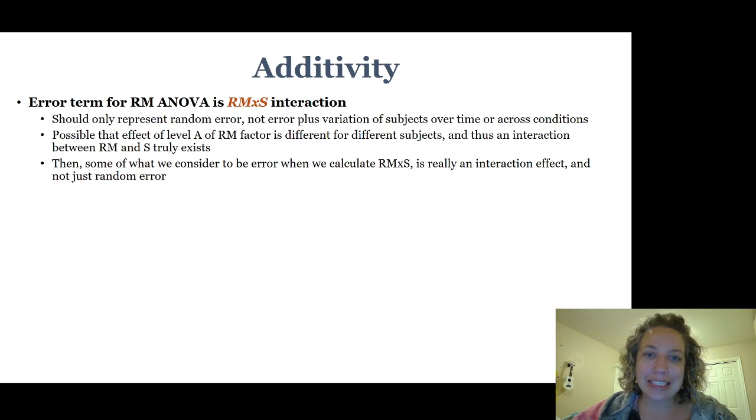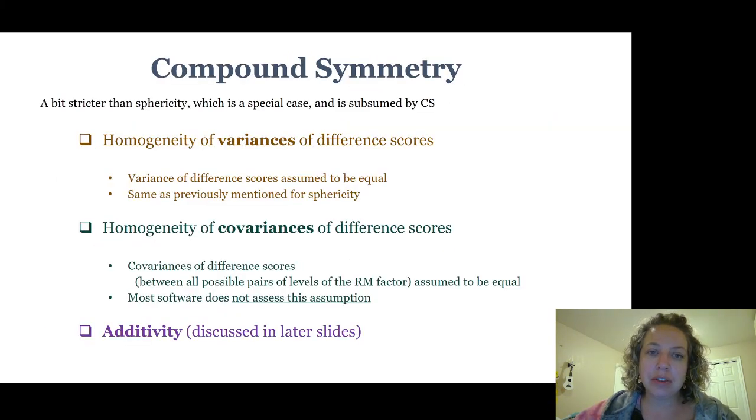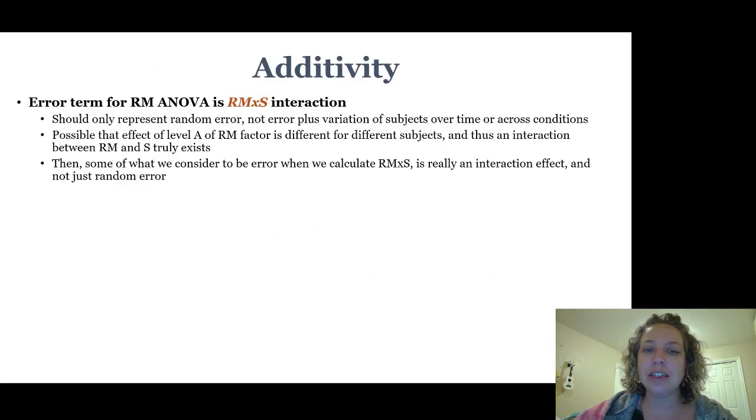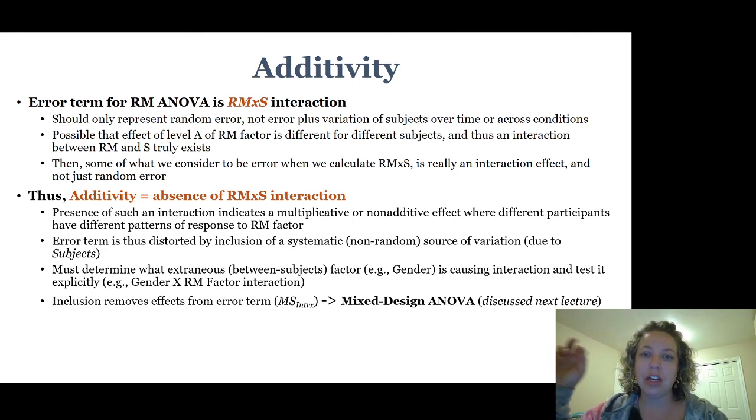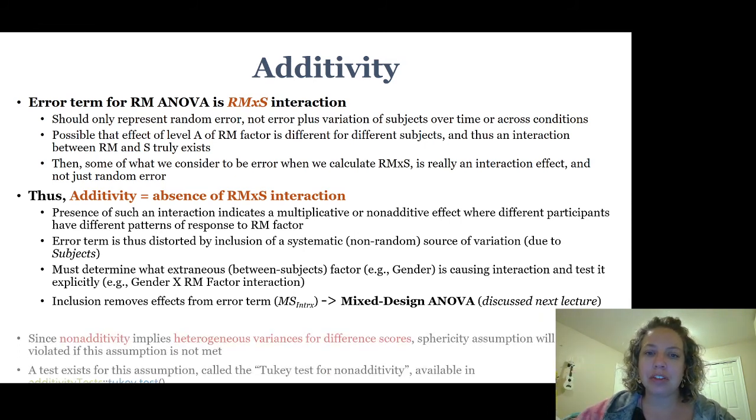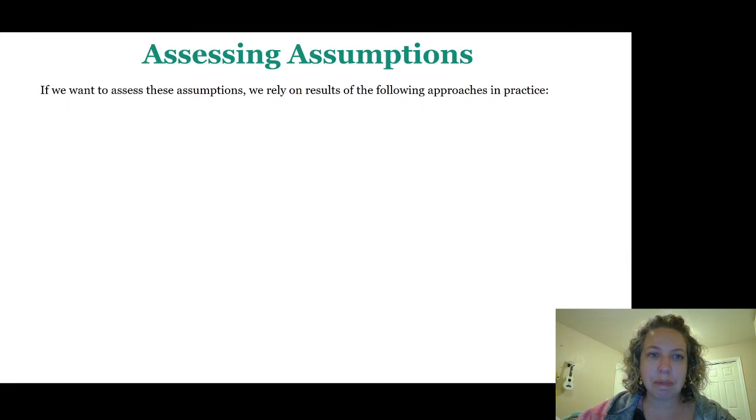Okay, additivity. We said that compound symmetry, which is a little stricter than sphericity, says we have homogeneity of variance, homogeneity of covariance, and additivity. We're very friendly with homogeneity of variance. Homogeneity of covariance is looking at the pairing of time points or conditions. Additivity is a little easier to look at on a plot. It's looking at how consistent the pattern is across people. I think it's best to look at this with a plot. Let's see, I think there's one on this next slide.